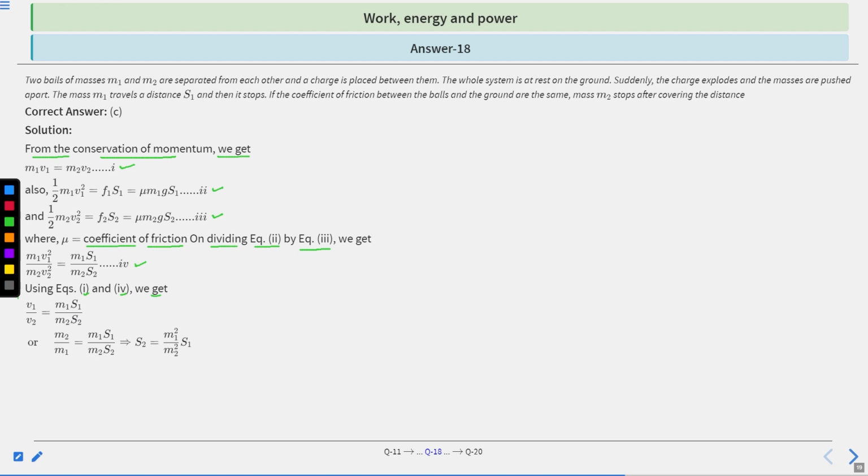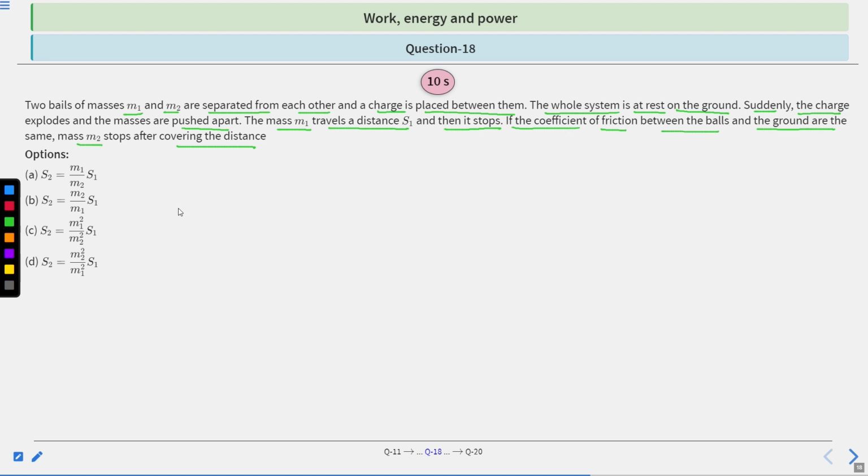Okay? And solving this equation, you will get m2 divided by m1 is equal to m1 s1 divided by m2 s2. So again solving this equation, you will get s2 equal to m1 square divided by m2 square s1. Clear? So C option is correct. C option is correct. Clear? Next question.